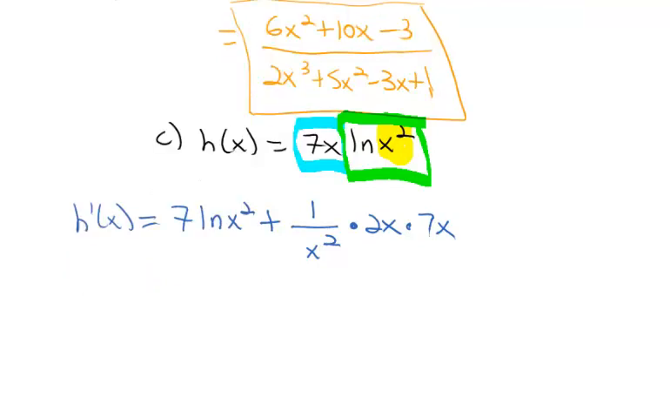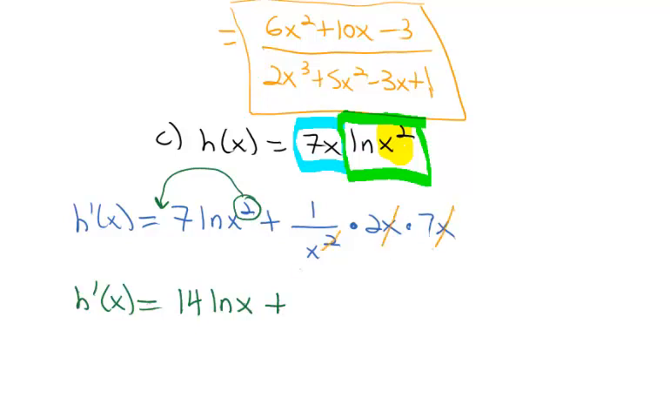Let's clean it up a little bit. You might remember that x squared inside of parentheses can come out front. So we've got h prime of x equals 14 natural log of x plus, now this is interesting, we've got x times x dividing out an x squared. All that we're left with is 2 times 7, which is 14. So 14 natural log of x plus 14.